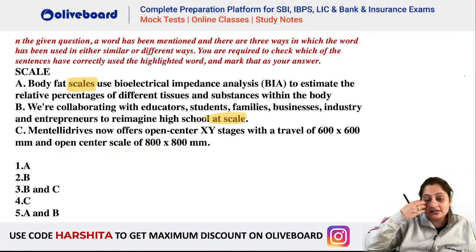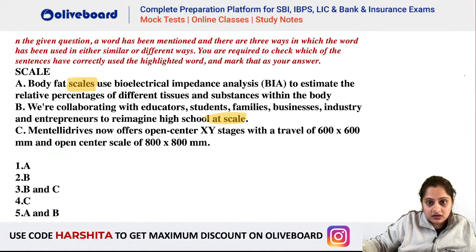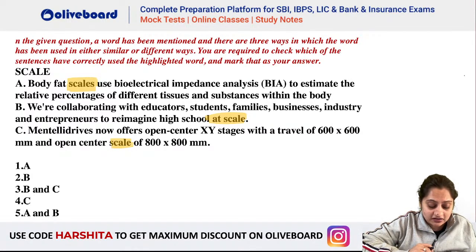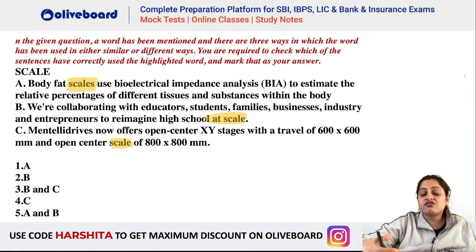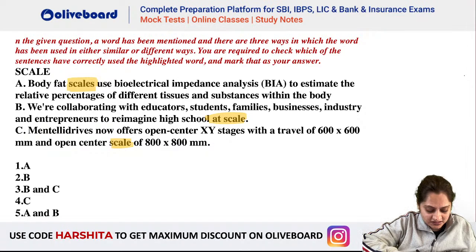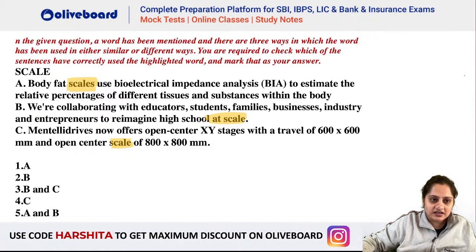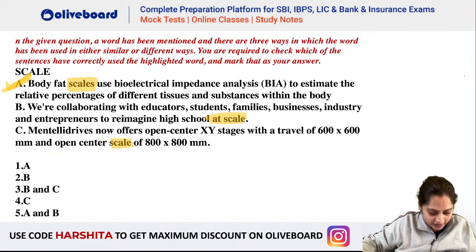Remember, there is a phrase also which is used, at scale. Now, here, open center scale. Now, where is the word correctly used? There are different meanings of this word. Scale up means diversify, increase. Scale also means the dry part of the skin. Body fat scales is written, so that flake of the skin, that is correct. A is definitely using the word correctly.